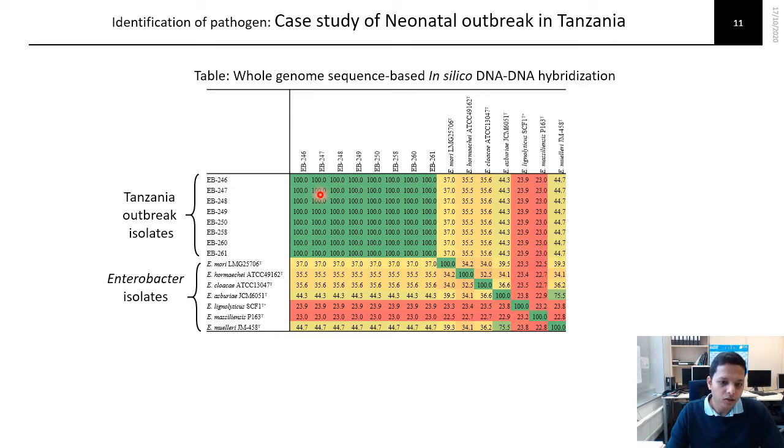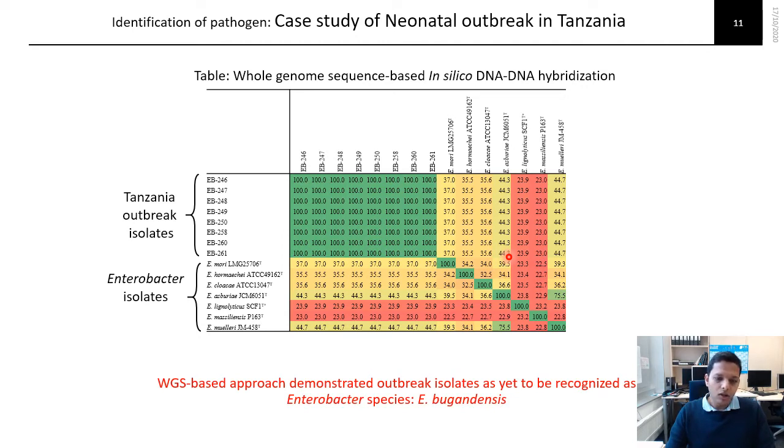When we compare these isolates to the Enterobacter, they showed 20 to 37% identity or 20 to 45% identity to different Enterobacter species. When we compare to the Salmonella species, the identity was even lower, less than 20%. So this means that this group of outbreak isolates belongs to Enterobacter, but they belong to a novel species within Enterobacter that yet has to be identified. So we identified this as a novel species and gave it the name Enterobacter bugandensis.